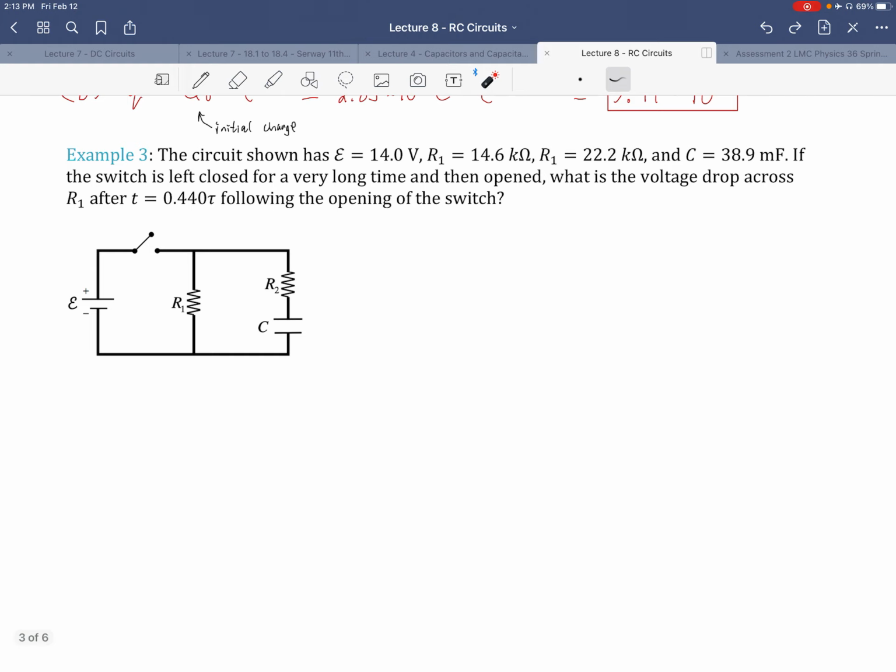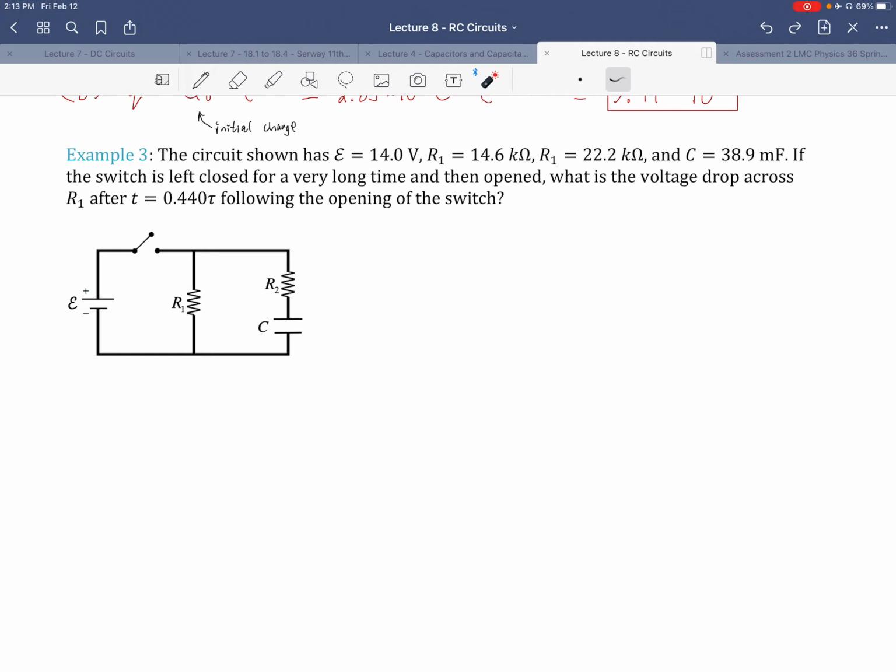So the circuit shown has an EMF of 14 volts. The resistance of R1 is 14,000.6 ohms. And the resistance R2, this should say 2, is 22.2 kilo ohms, right? So 22.2 thousand ohms. And the capacitance is 38.9 millifarads. So 38.9 thousandths of a farad, which actually is a large capacitor, because notice most of the capacitors are in microfarads.